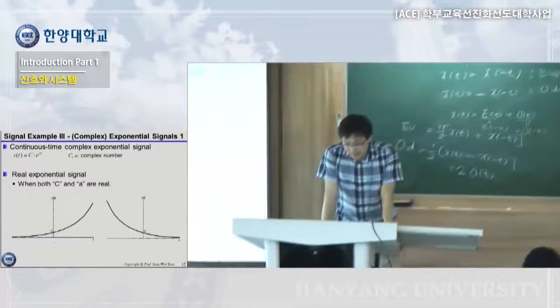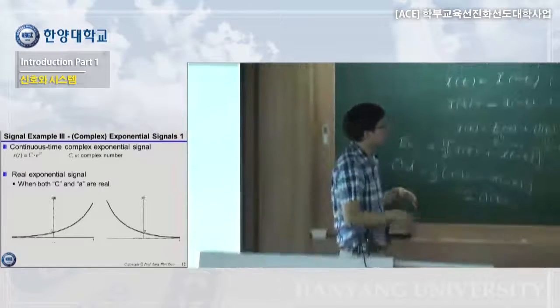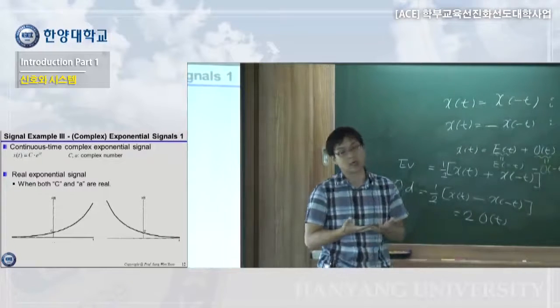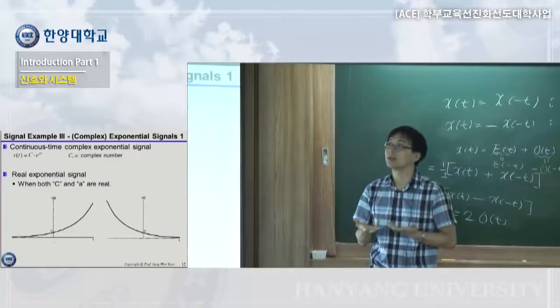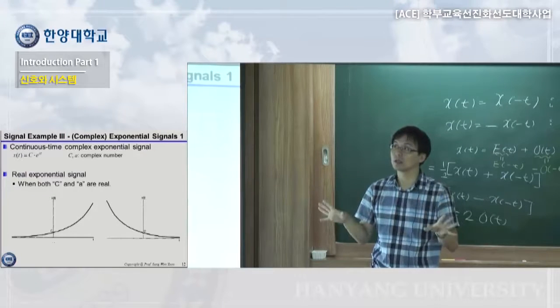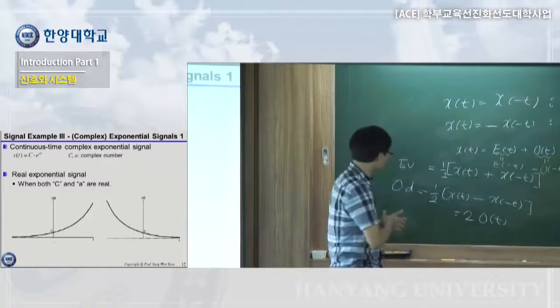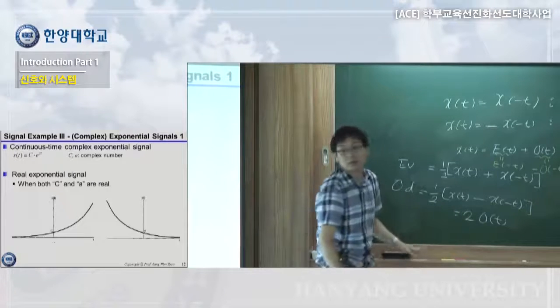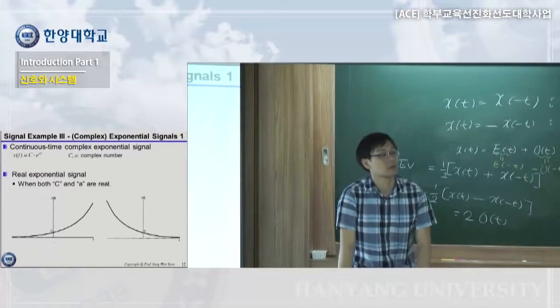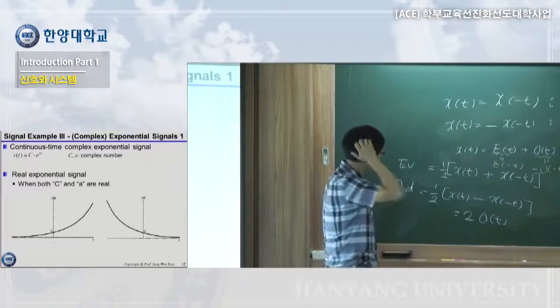Okay. So when I talk about Euler formula, I briefly mentioned this, but let's go to the complex signal and what happens. Any questions so far? Okay.